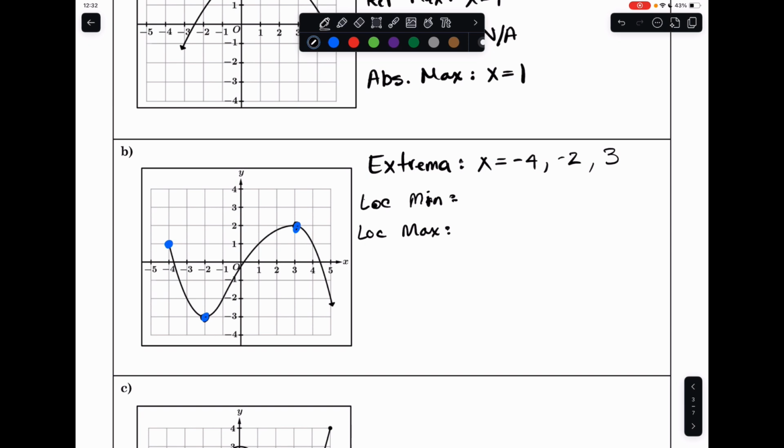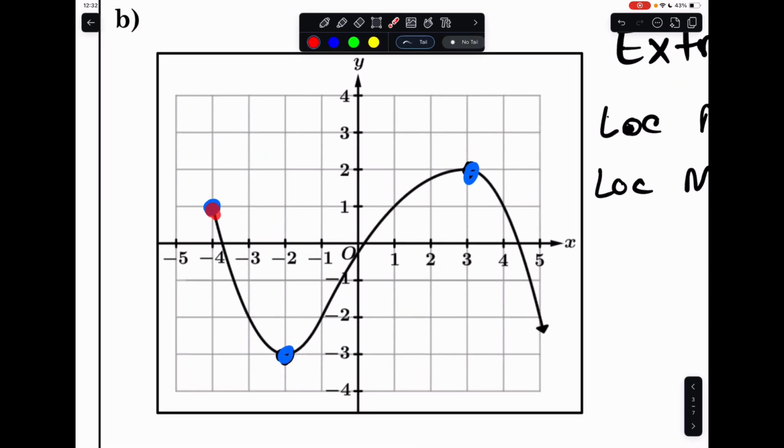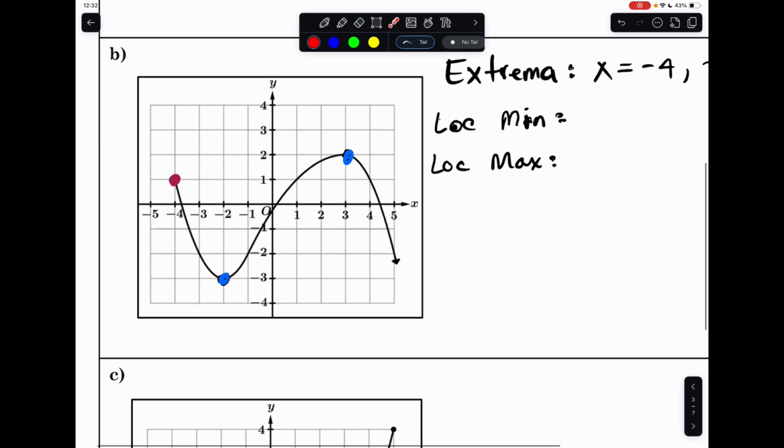Well, let's start with the one on the very far left. Well, this point right here, if I focus on that and only focus around that point, well, notice that the graph starts to go downward. So this one is obviously higher than the points to the right of it. So this y value of +1 is going to be higher than the points over here. All these points to the right of it are going to have y values that are less than +1. So this point is a local maximum. So we have a local max at x equals -4.